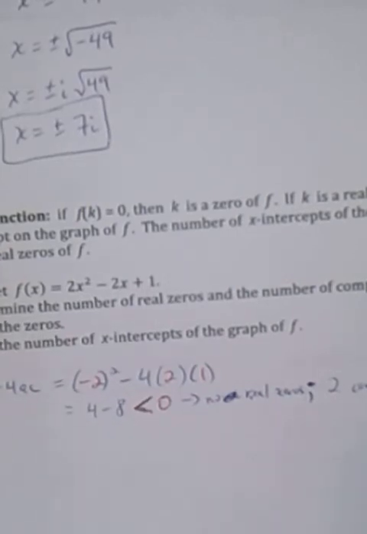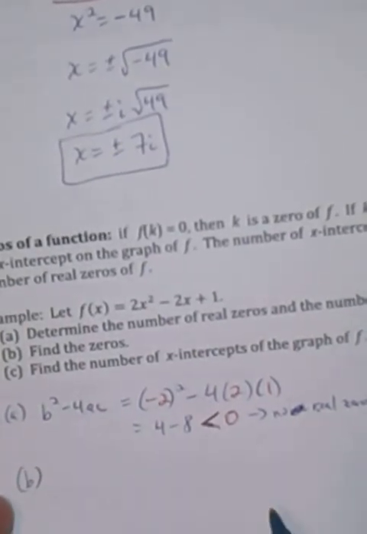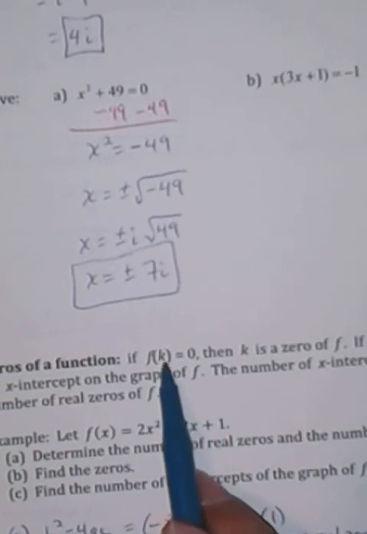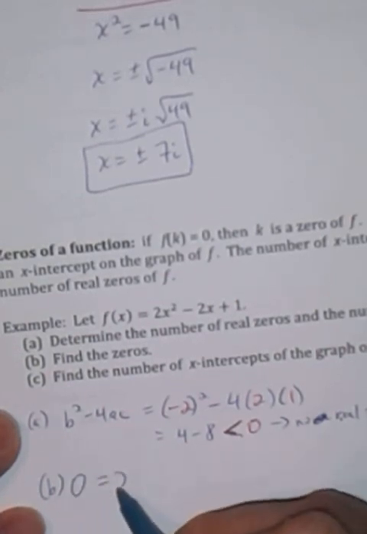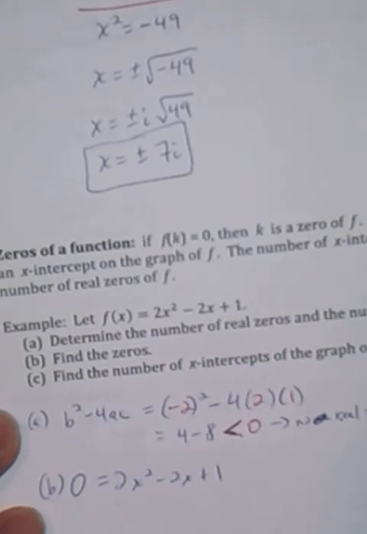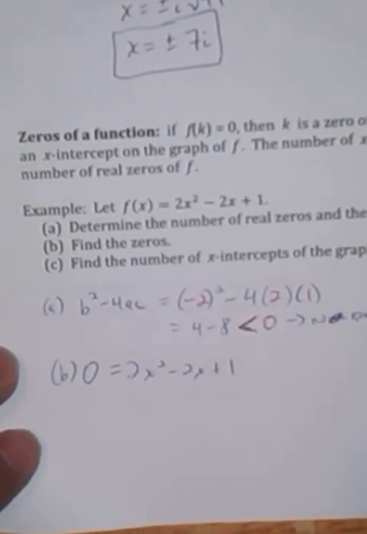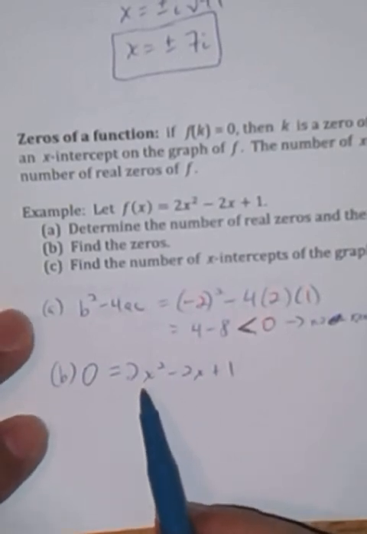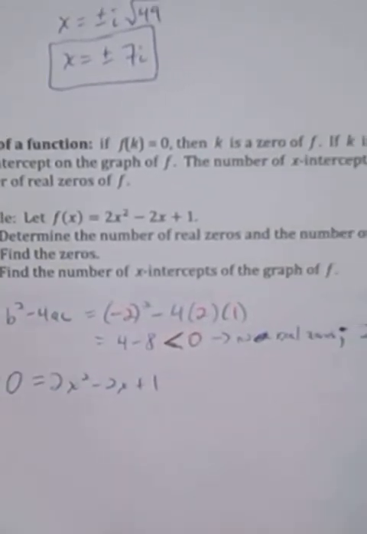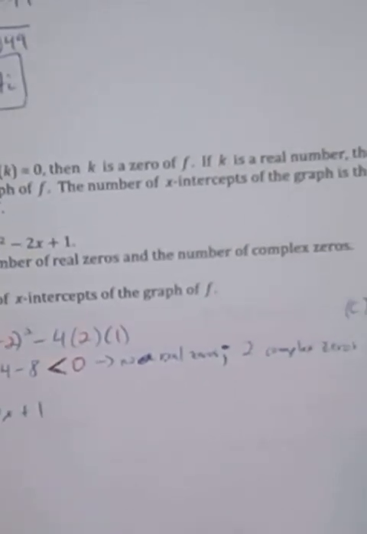Letter B, find the zeros. How do we find the zeros? Remember, it's where f of x equals 0. We just called it k up here, but it's where f of x equals 0. So we just set f of x equal to 0, and then we're just going to solve that equation. I'm going to leave that to you. And then find the number of x-intercepts. There are no real solutions, so letter C, there are no x-intercepts.